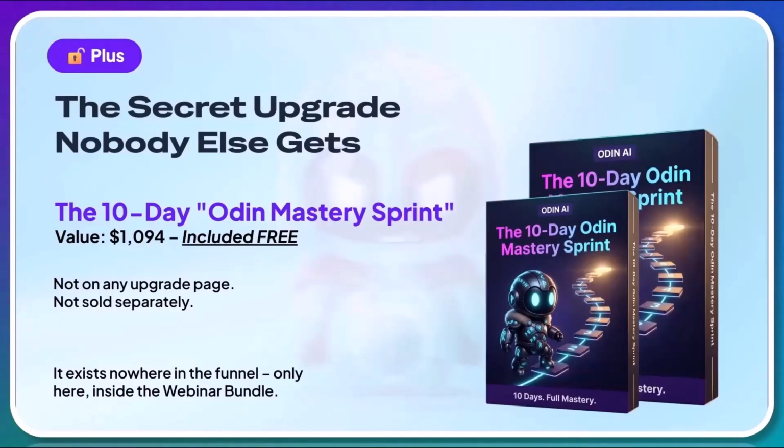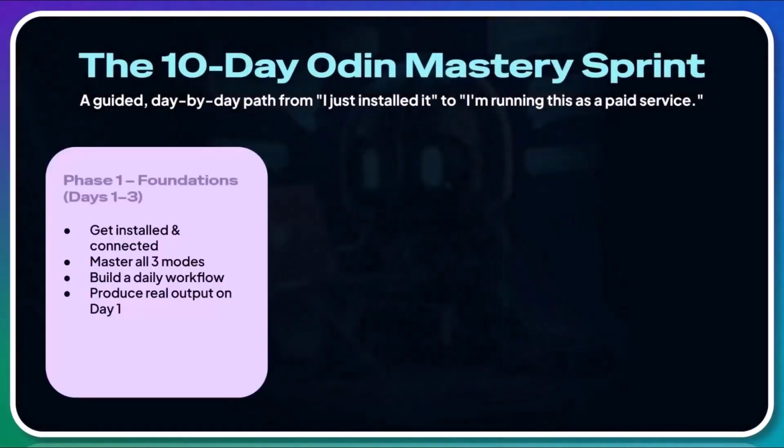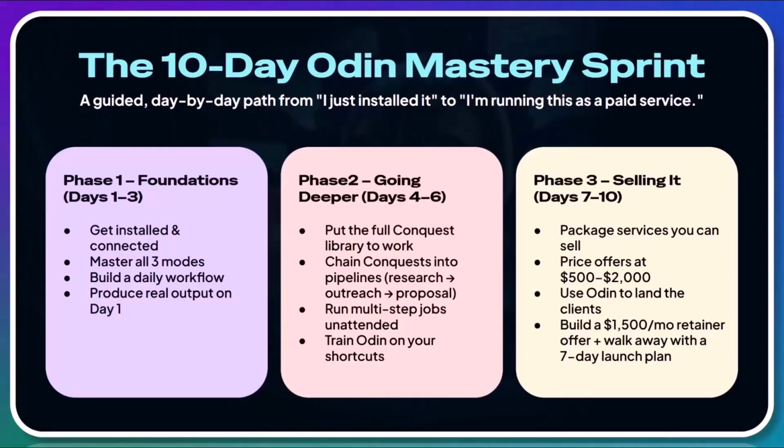So that secret upgrade is this. We're going to give you a 10-day Odin mastery sprint. So I'm going to spend about 60 to 120 minutes a day with you for the next 10 days, which is going to start, I believe, on the 13th to 14th of July. But we're going to spend all that time together so I can show you every possible way to use and make money with Odin, right?